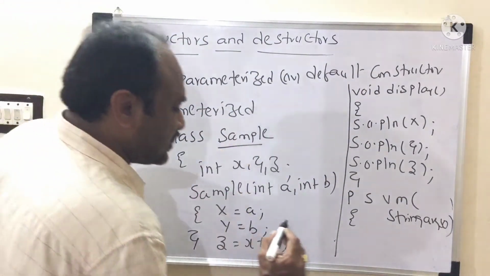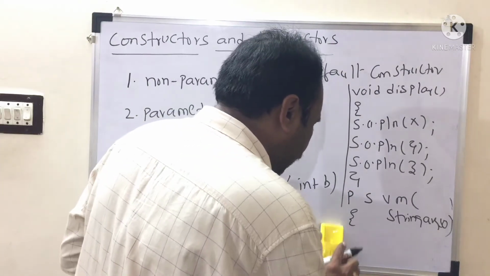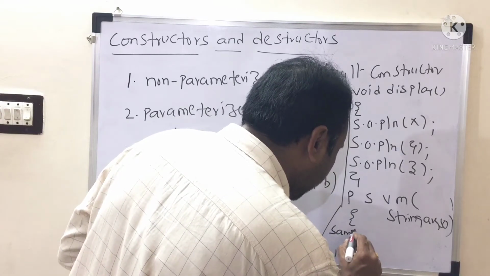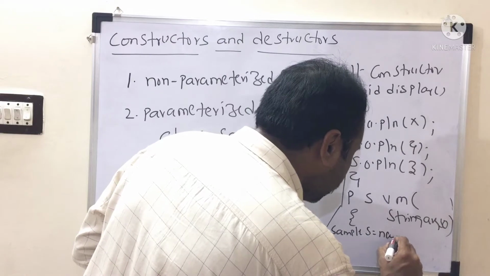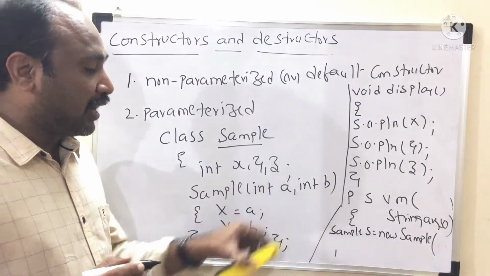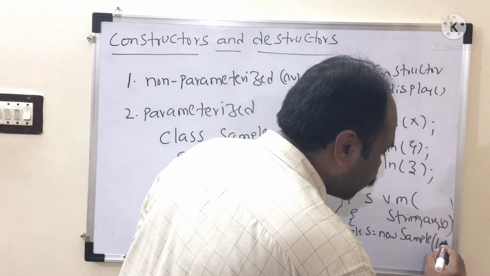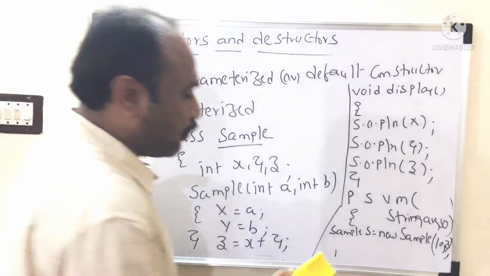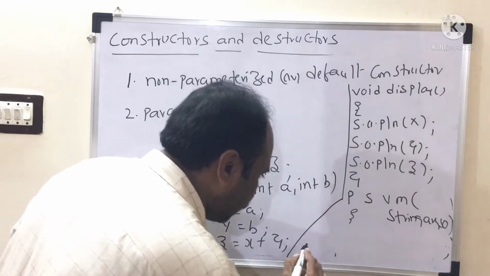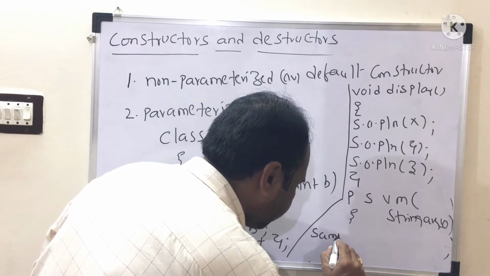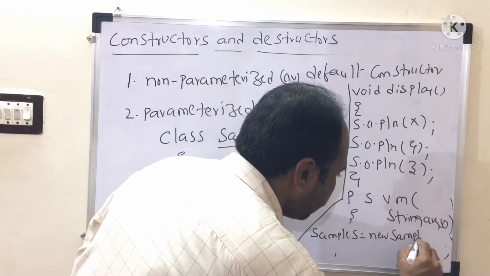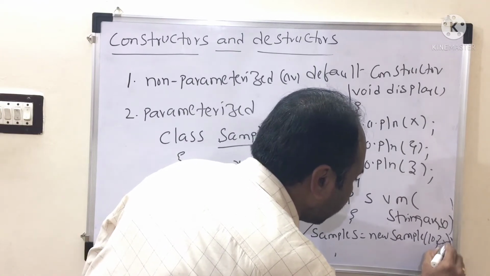Which class data do I have to access? Sample class data. Please create it. What is the syntax? Class name Sample, s equal to new Sample. But please listen. If it is having parameters, how many parameters is it having? Two parameters. We have to pass two values, 10, 20. Sample s equal to new Sample of 10, 20, or 100, 200, anything.